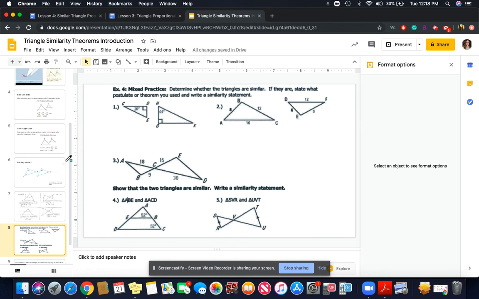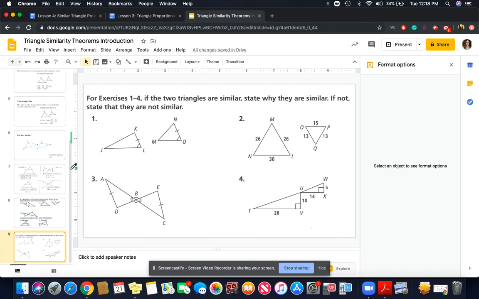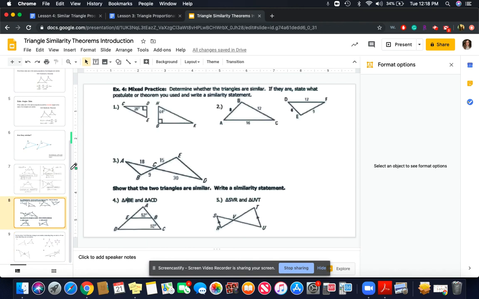So I'm going to go through some mixed practice. There are two slides of it in here. I'm happy to go through one, and then I can make another one if you guys feel like you need it. But in the first section, what we're trying to determine is whether the triangles are similar. So if they are, we have to state the postulate or the theorem that we used and write the similarity statement. So all that means is, based on what we have, can I say that these triangles are similar? If I can, what's the reason I'm using?